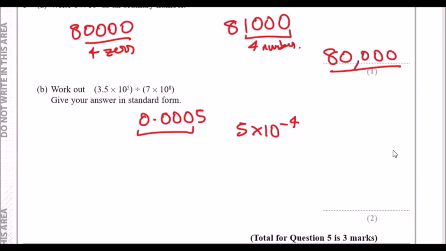And just to double check this is right, let me check my working out. So 3.5 times 10 to the power 5 divided by 7 times 10 to the power 8. Brackets there, yes. Yep, it looks good. And this is the answer.